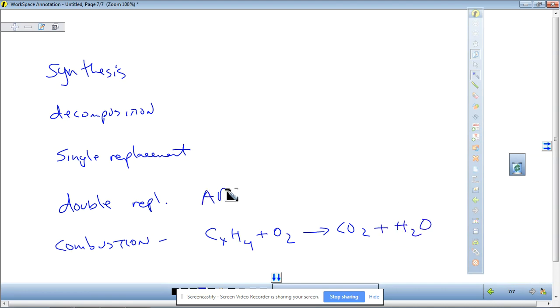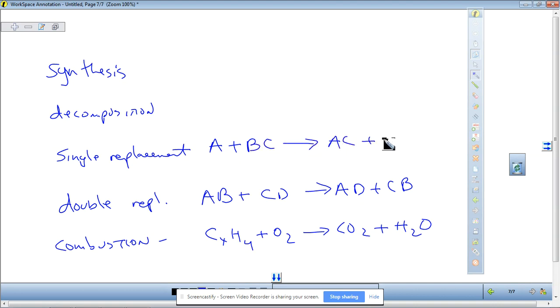Here we have AB plus CD makes AD plus CB. A plus BC makes AC plus B. AB turns into A plus B. A plus B makes AB.